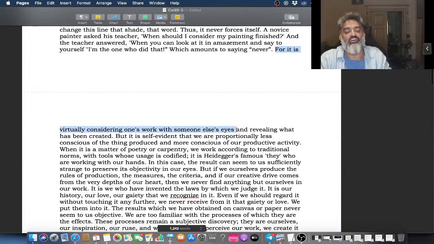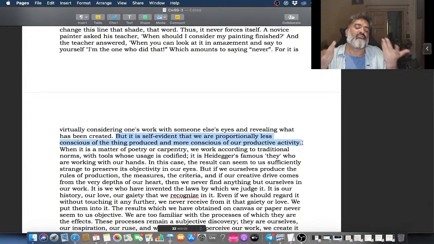For it is virtually considering one's work with someone else's eye and revealing what has been created. But it is self-evident that we are proportionally less conscious of the thing produced and more conscious of our productive activity. So that's the idea: the creative process, the productive activity, rather than the product, rather than the object. Are we together so far?